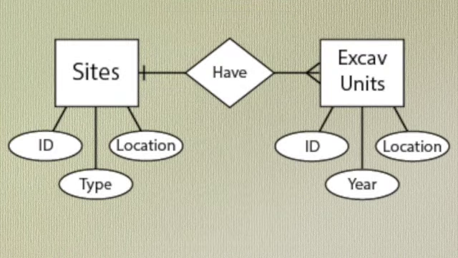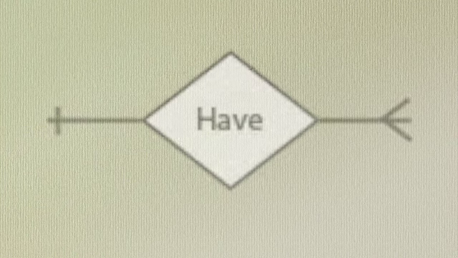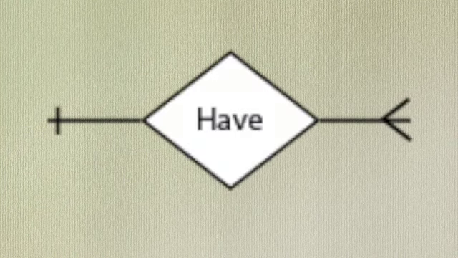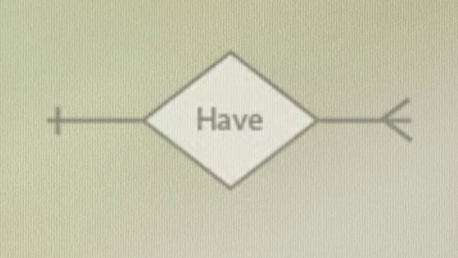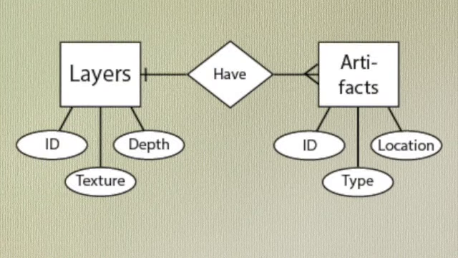The relations between entities are kind of like verbs. In the case of excavation projects, sites have or perhaps contain excavation units. The line segments that connect the entities to the relation show the characteristics of that relation through what is called crow's foot notation. The single short line segment at the left end of the relation and the multiple fork-like symbol at the right end of the relation indicates that a single record in the entity on the left is connected to multiple records in the entity at the right. For example, in this part of an entity relationship model, every single stratigraphic layer in the layers entity at left is connected to multiple records for artifacts in the artifacts file. That's because each layer could contain hundreds or even thousands of artifacts.